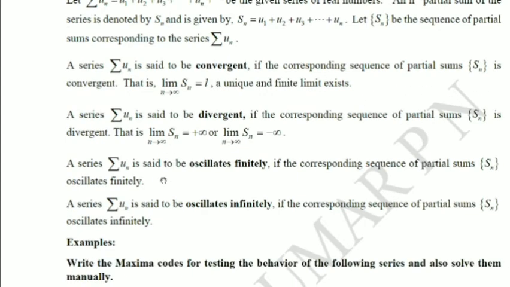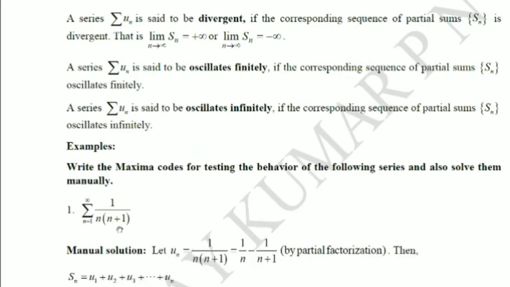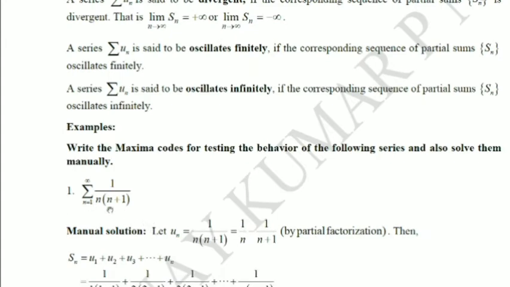Now, let's see some examples for writing the Maxima code, and also we'll solve them manually. The first series which we are given is summation n from 1 to infinity 1 by n into n plus 1. So here you should note that your n is a natural number. Now, let us take this as the nth term. So let Un equal 1 by n into n plus 1.